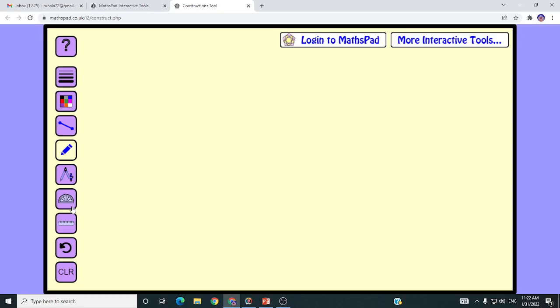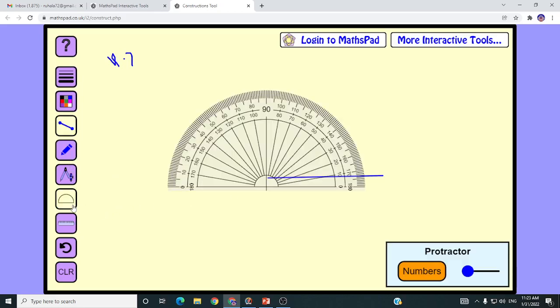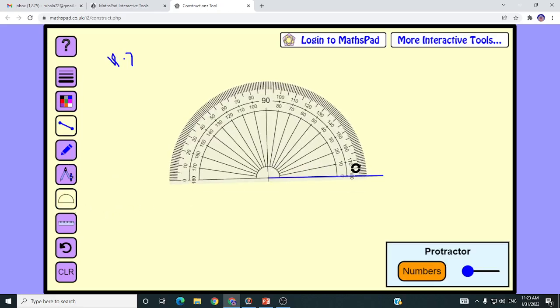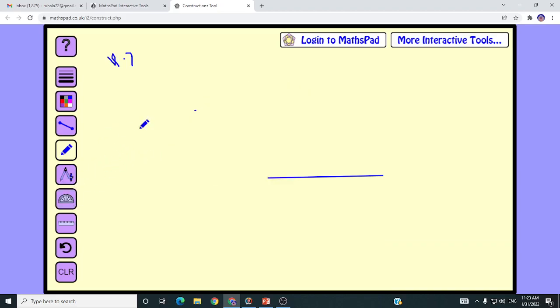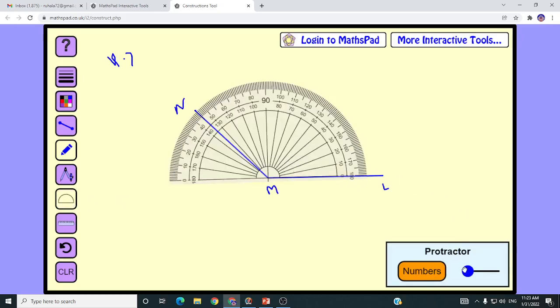Now the next question is question number 7. Draw an angle of 135 degree. Now we draw an angle of 135 with the help of the protractor. Make a point on the 135. Join this point to this point. Now give the name L, M, N. Check out, this is the 135 degree.